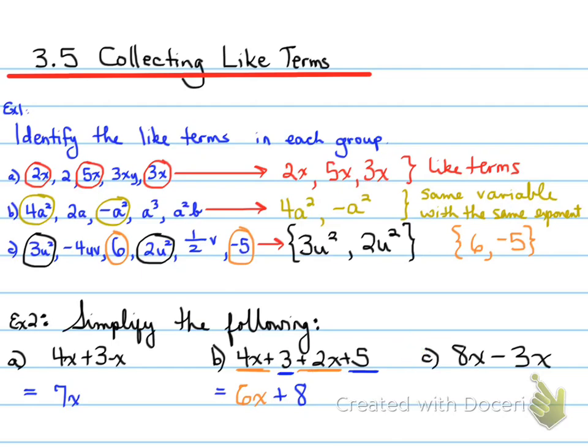Let's look at the next one. 8x minus 3x. Both are like terms, so the answer will be 5x, because 8x minus 3x is 5x. All right, let's look at some more examples.